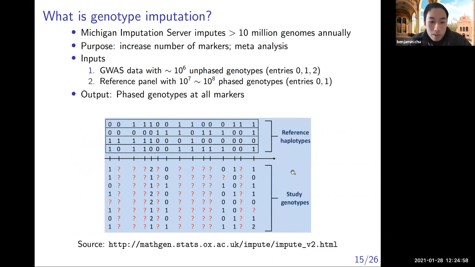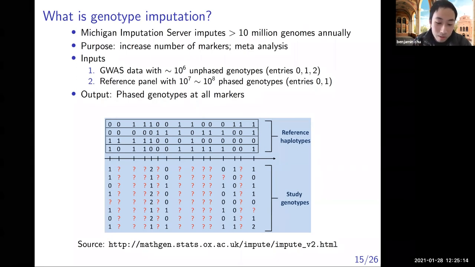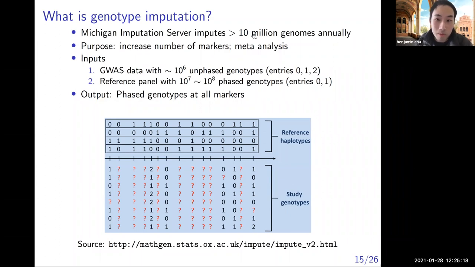So here's the introduction slide. Imputation really is a very standard process today. The imputation server in Michigan imputes 10 million genomes annually. If you think about it, there are only about 10 million people in LA, so every year you're basically imputing as many people as there are in LA.